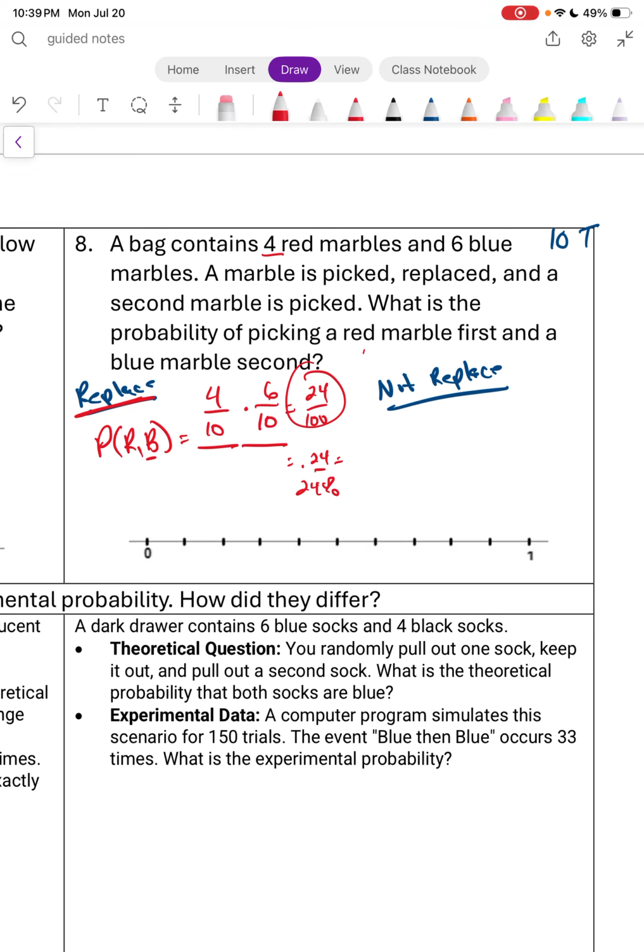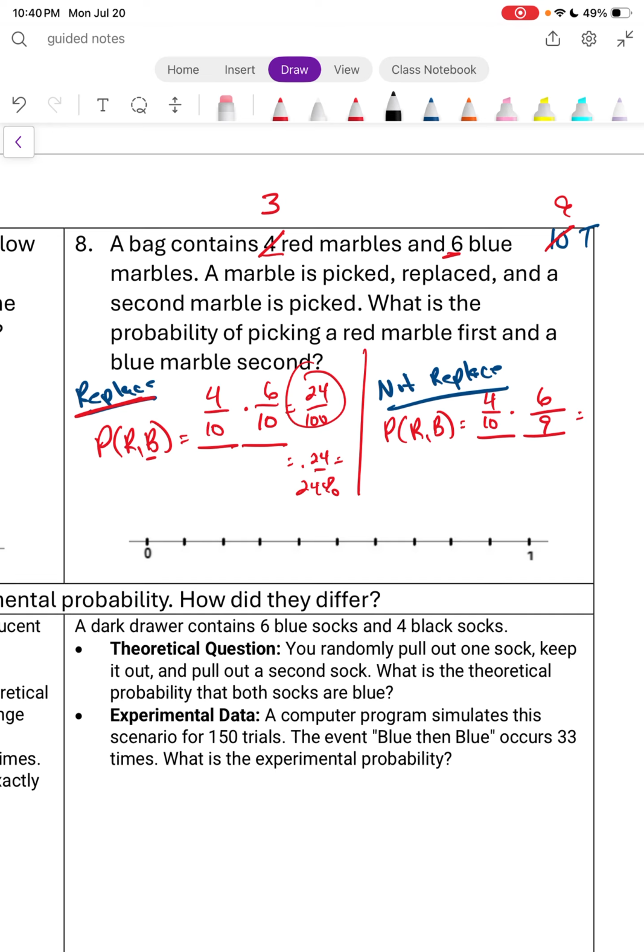Now let's do the same problem and not replace it. What's the probability of red? Don't put it back, and then blue. 2 events still. What's the probability of red? Still 4 out of 10. But now let's not put that red marble back. So now you only have 3 red marbles and 9 total. Or excuse me, let's try that again. There are still 6 blues, 9 total.